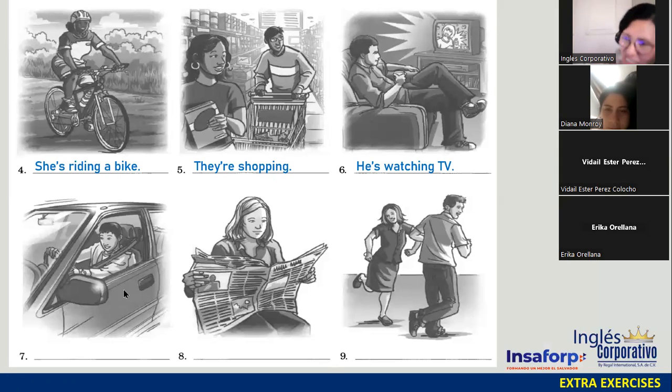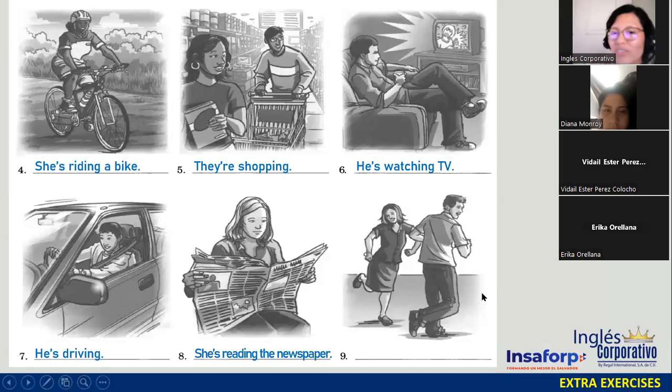He's driving a car. No sé si es he or she, pero he's driving a car. Muy bien, ¿verdad? Number 8. She's reading a newspaper. Muy bien. She's reading the newspaper. I mean, number nine. They are dancing. Muy bien. Excelente. ¿Preguntas, chicos?